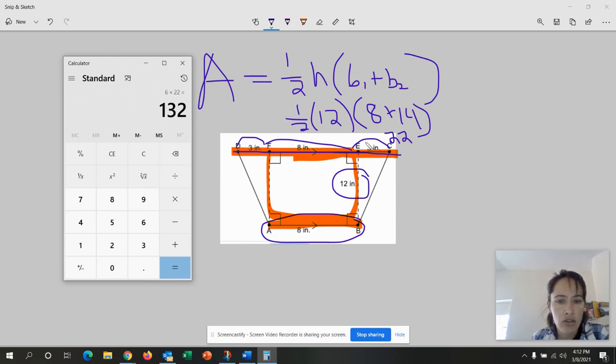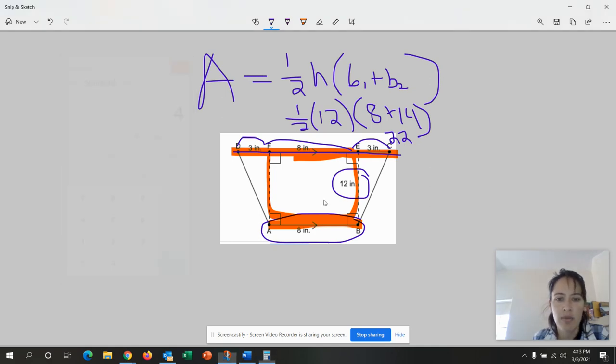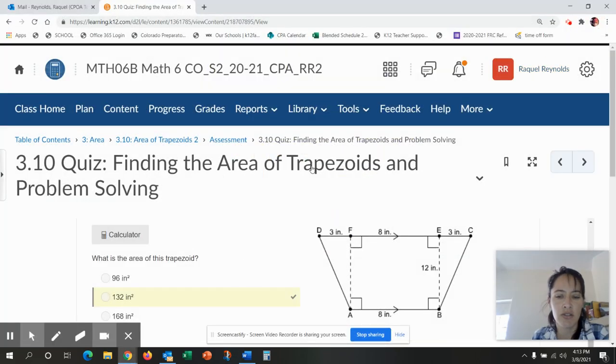You cannot type 1 divided by 2 times 12 times 8 plus 14. That won't work. Anyway, I typed it in wrong. It won't work anyway because of order of operations, parentheses. Parentheses is actually the first thing we have to always look at. So great job. 132 square inches.